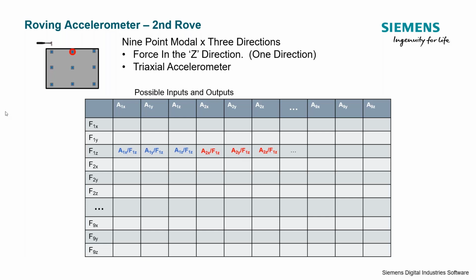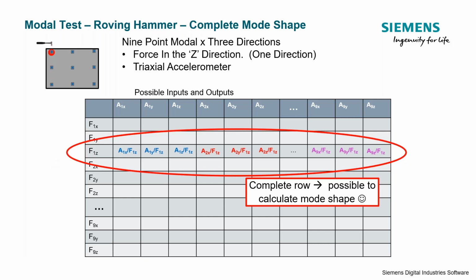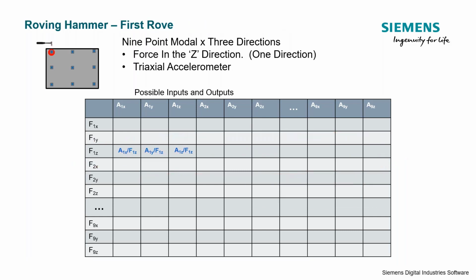And I can do the same thing at all of my measurement points. So going from point 2 to point 3 here, point 3 to point 4, up until point 9. And what I get is a complete row of my input and output table. So I'm able to calculate the complete mode shapes in the X, Y, and Z direction of my structure. Let's change that to a roving hammer test.